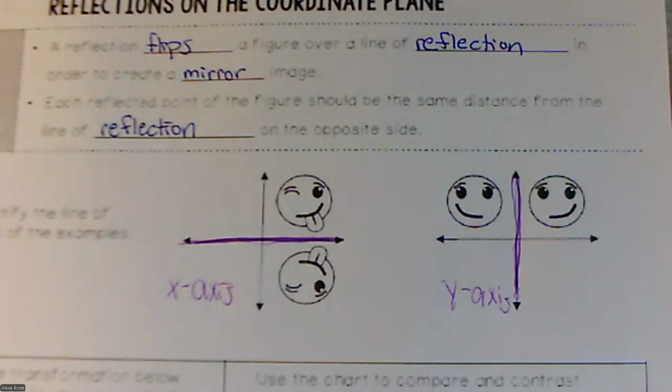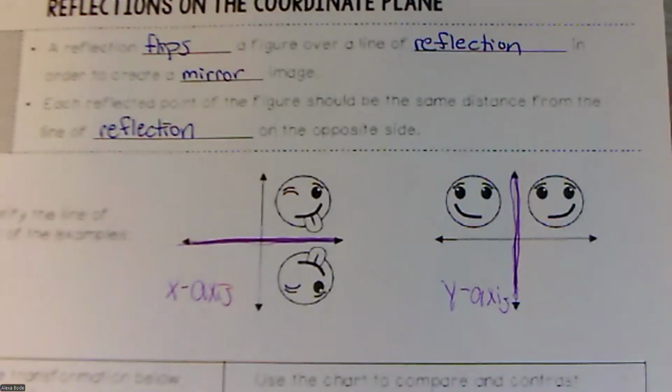So one of the really nice things with this unit is almost all of the time, our line of reflection is either going to be the x-axis or the y-axis of a graph.